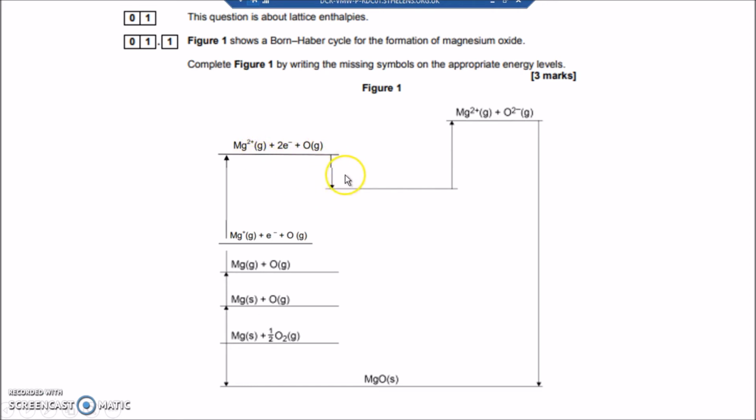This is the first electron affinity of oxygen. So the O atom, the oxygen atom, gains an electron to form O-. There's still one electron left over, and this is the second electron affinity where the oxygen atom gains the second electron to form O2-. And then we've got the lattice enthalpy here, where we've got gaseous ions forming 1 mole of a solid ionic lattice.